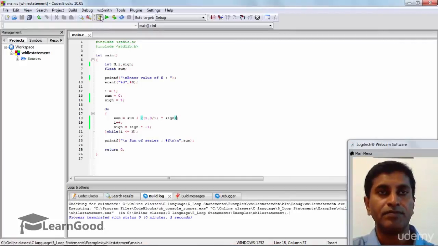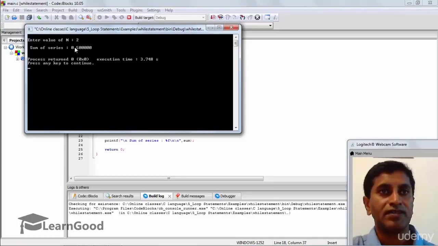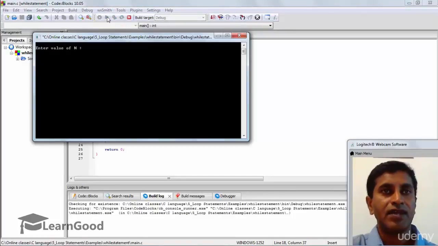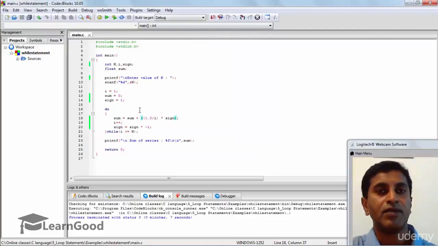Let's run the program. I'll give the value of n as 2, and you get the result as 0.5. The same thing, if I give the n value as 4, we get 0.5. That is the program to find the sum of the series.